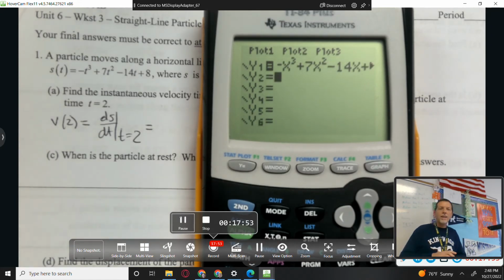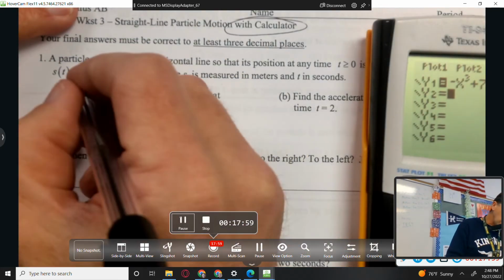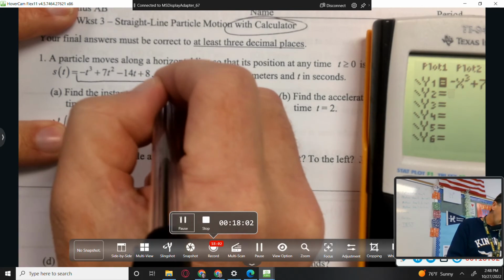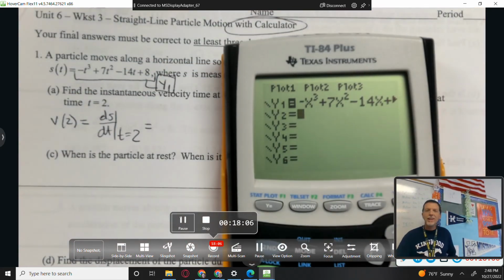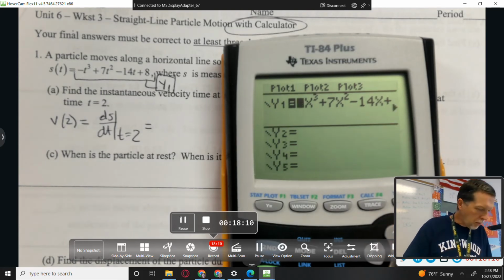So again, on the longer problems like this, I strongly recommend you put that in for y1. That way, anytime you need it, you can just call it y1 and not have to type in the whole thing again. Make sure you type it in correctly, since you're going to be using it a bunch.